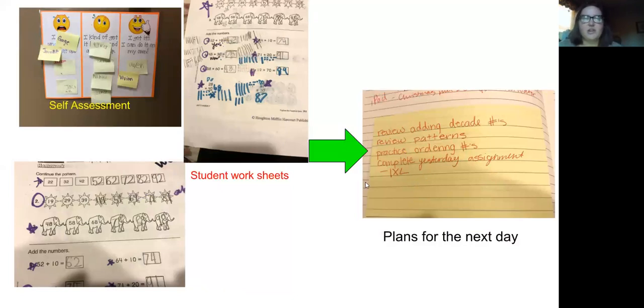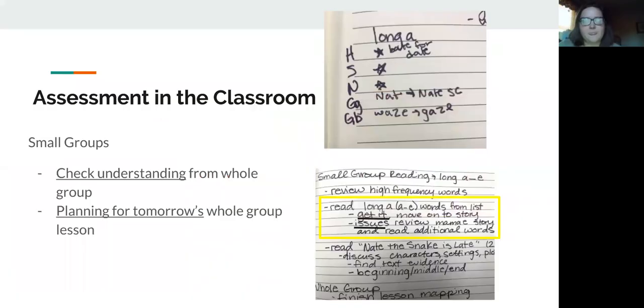But then I knew there were kids who got this. So those kids who got it and had already completed their assignment could go on to doing IXL and doing more challenging math. So I used that assessment to see who needs that extra help and who's ready to go on. And here's some more. I also talked about using assessment in the small groups. In the small groups, I use that assessment to check their understanding of the whole group lesson.